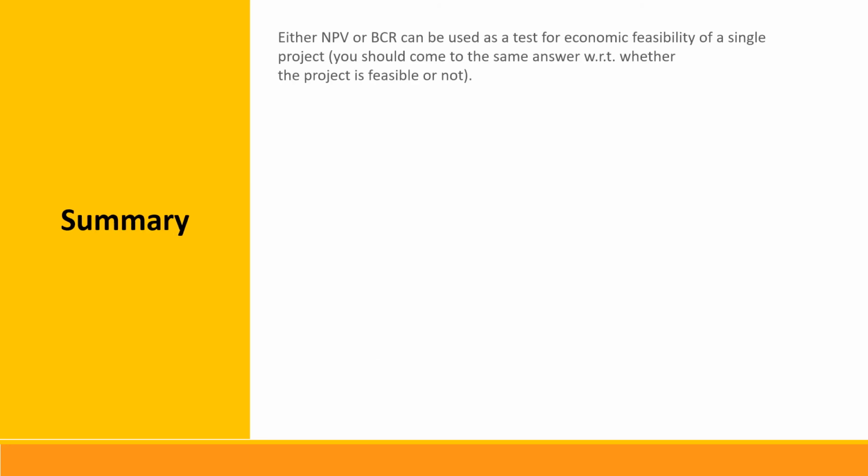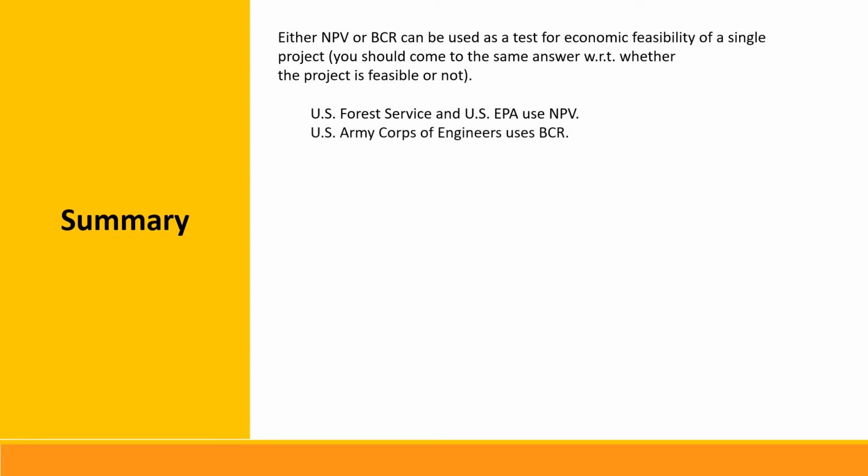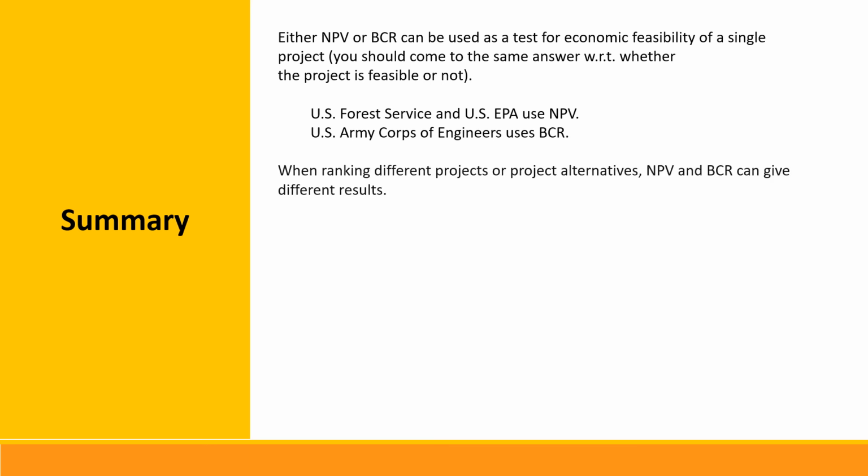To summarize, either net present value or benefit cost ratio can be used as a test for economic feasibility of a single project. You should come to the same answer with respect to whether the project is feasible or not. US Forest Service and US EPA use the net present value. US Army Corps of Engineers use the benefit cost ratio.